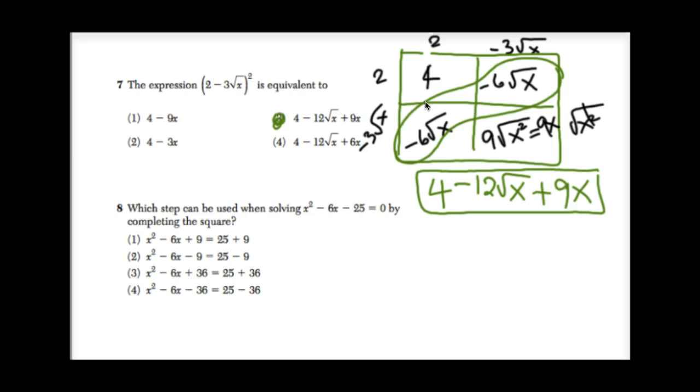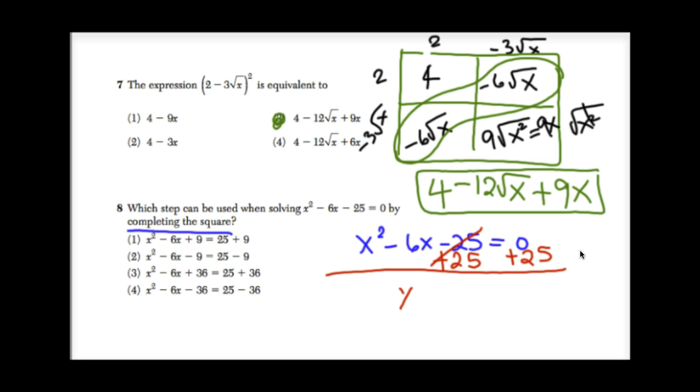Alrighty, number 8 is our famous completing the square. Remember that? Alright, which step can be used when solving that by completing the square? So let's see, we have this. What is our 25 equals 0? What is the first step that we do in completing the square? We move this 25 over. So this is our first thing that we do. The opposite of minus 25 is adding 25 to both sides.